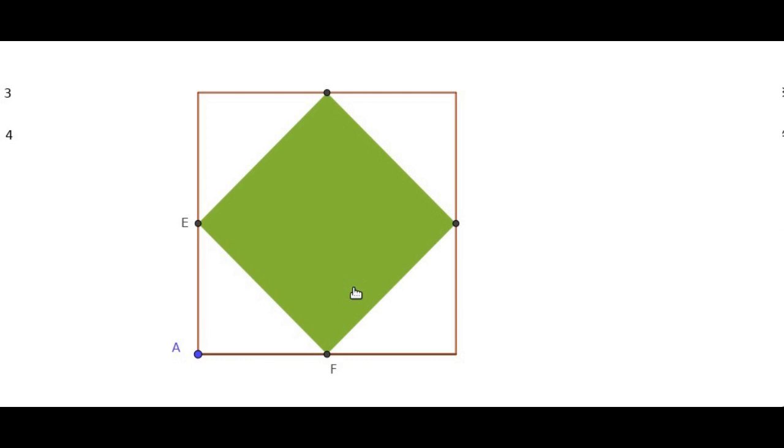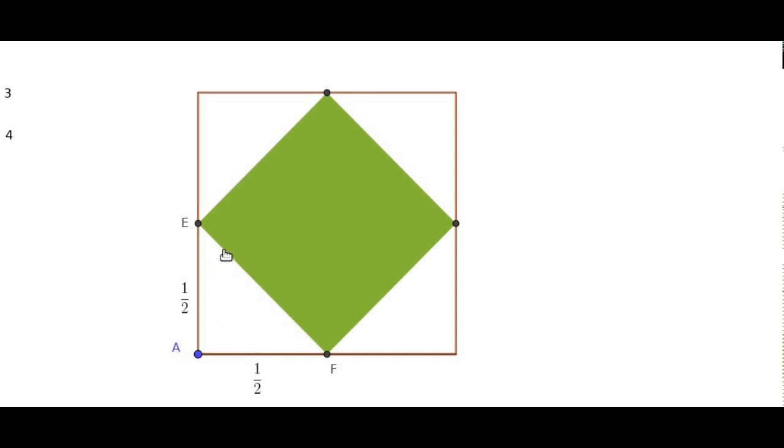Now we want to find out the area of the second square. In the first square of side 1 unit, E is the midpoint. So this side EA is equal to 1 by 2. Similarly, F is a midpoint, so AF is equal to 1 by 2. So we get the triangle EAF, a right triangle with perpendicular sides 1 by 2 each.